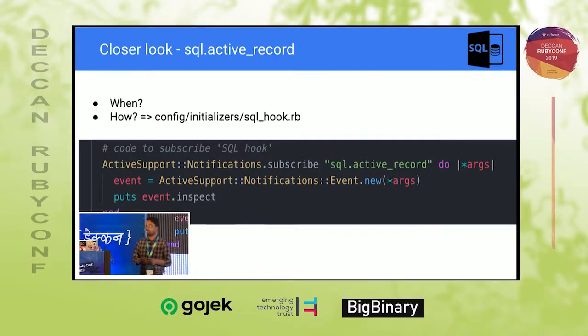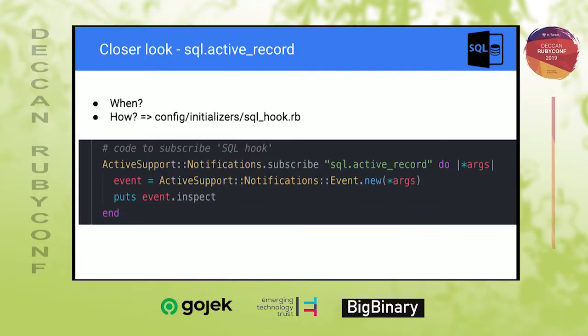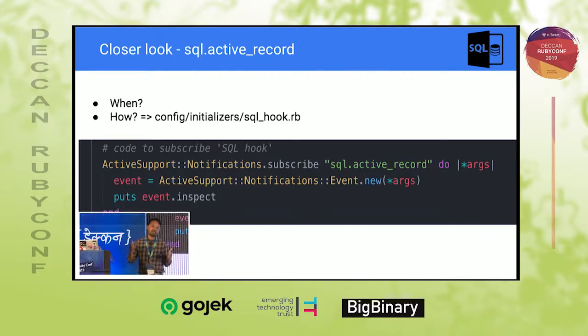Let me show you a closer look at a single hook: when this hook will get published, and how you can subscribe to it. So the when part: this is a SQL hook. Whenever a database-related activity happens inside your application, this hook will get called. Whenever your application is checking for pending migrations, this hook will get called. Whenever there is an SQL query via Active Record, this particular hook will get called.